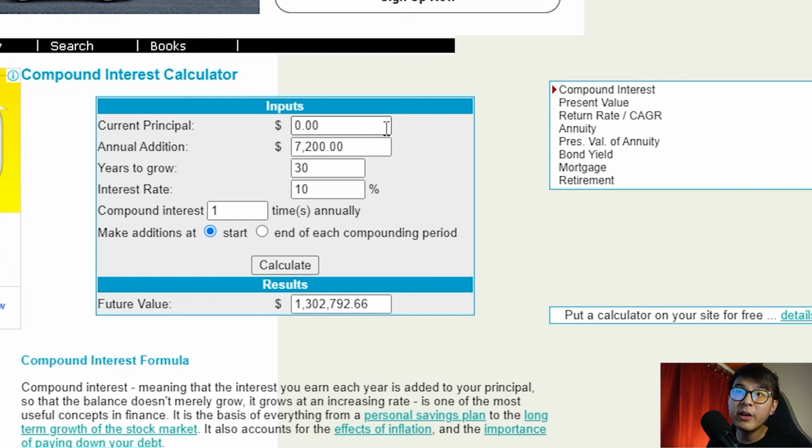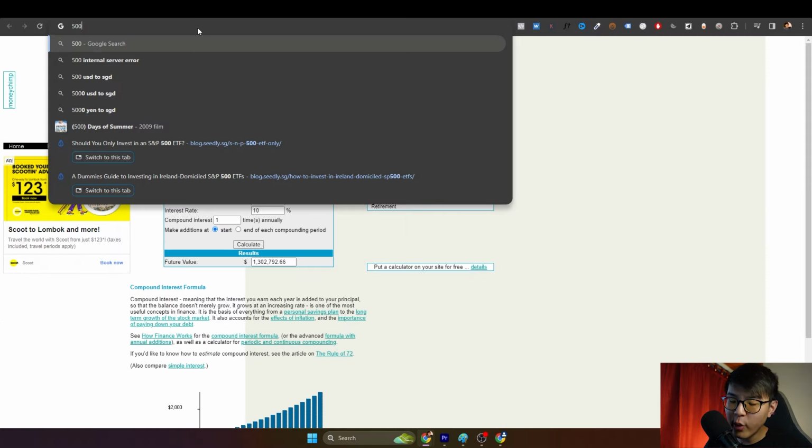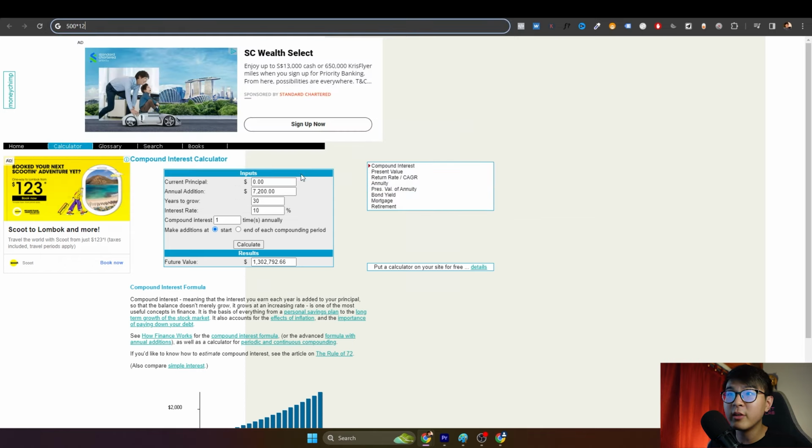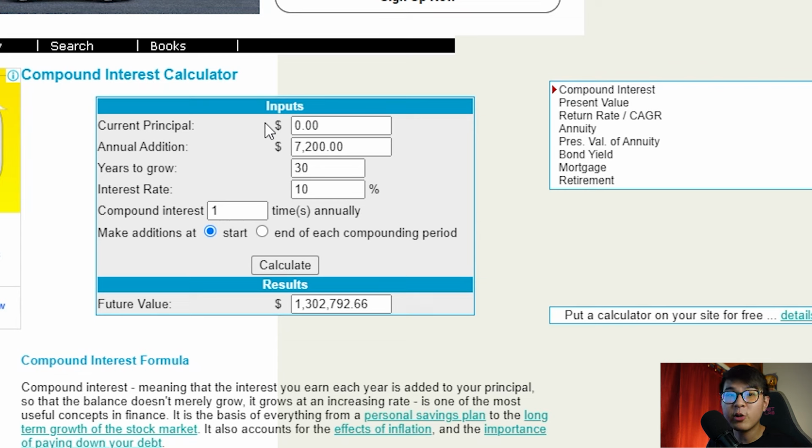I'll now use this compound interest calculator to estimate how much you earn by the end of 30 or 40 years. Let's assume you're setting aside 500 USD per month to invest into the S&P 500. If you multiply that by 12, that will be 6,000 USD. Current principal, let's assume that I'm starting from zero. I have no investments. Annual addition would be 6,000 USD. Years to grow, when you invest into the S&P 500, it is highly recommended that you stick to it for at least 20 to 30, or if not even 40 years.